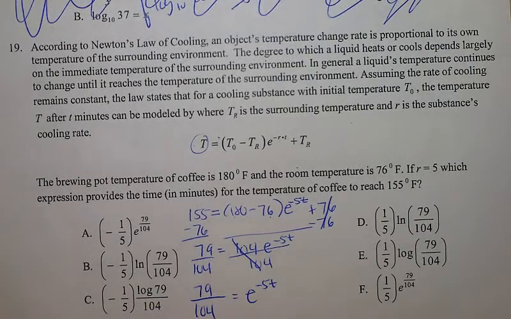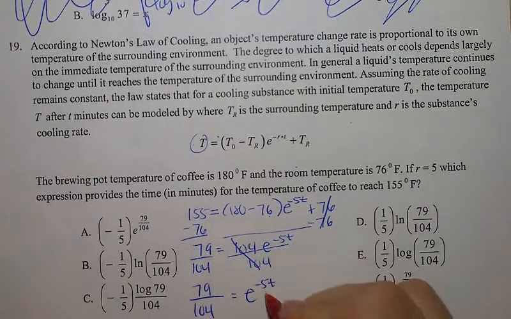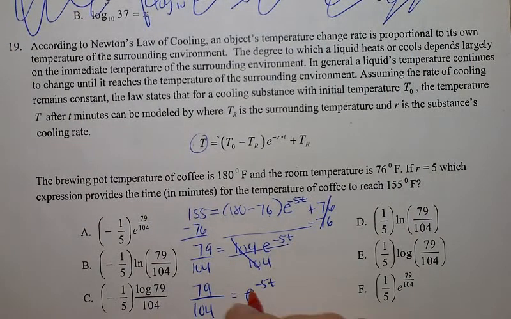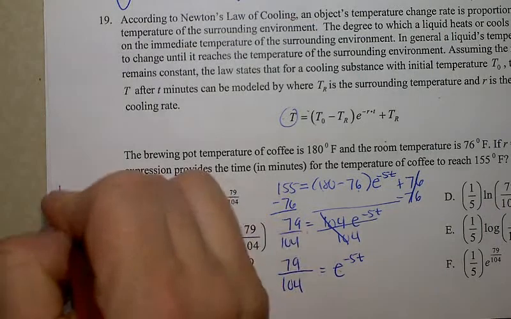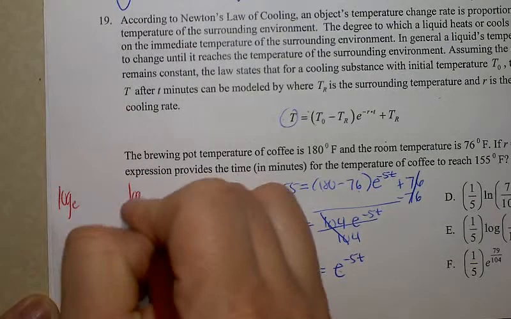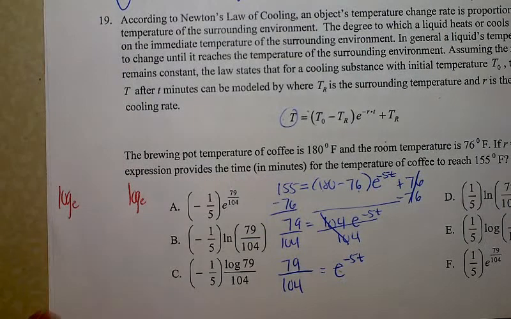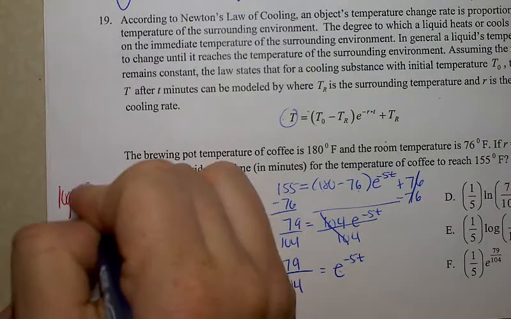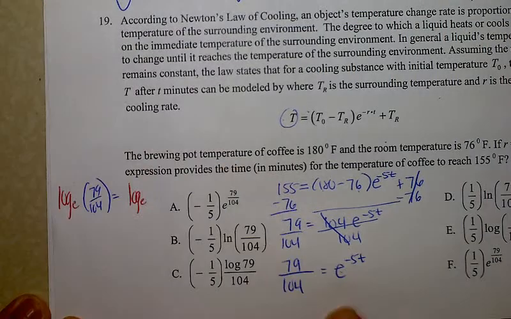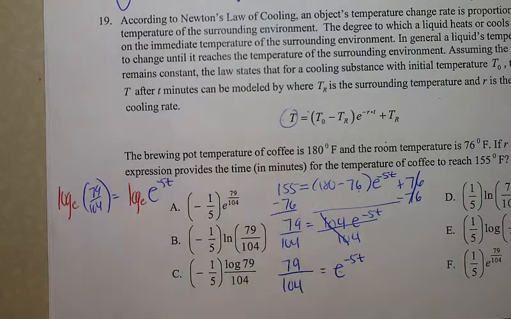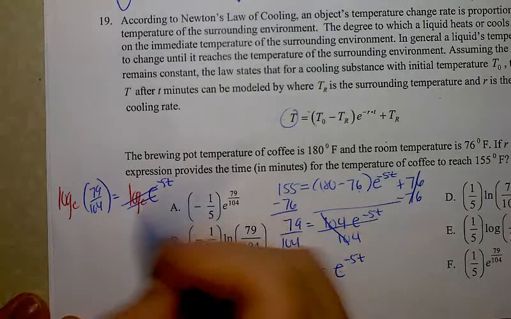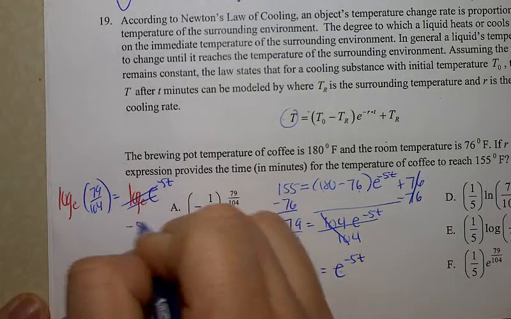The purpose, once again, of learning logs is to solve for a variable that's in the exponent position. So we want to get rid of the number e. So I'm going to take log base e to both sides. And I'm going to do it over to the side here. It gives me a little extra room. Log base e and log base e. And then I'm going to write everything that already existed here: 79 over 104 and e raised to the negative 5t. On the right-hand side, these cancel. In reality, they turn into a 1. And I bring down the negative 5t.